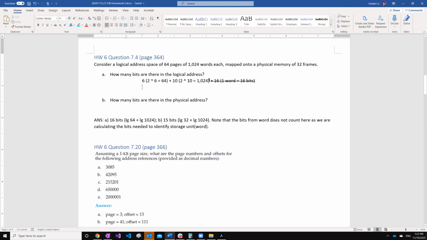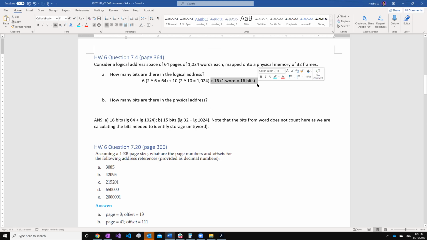So the answer to the first question, how many bits are there in the logical address, will be 16 bits. Again, you don't count the storage unit. You see that I crossed out the word, because we don't want to count the storage unit here.